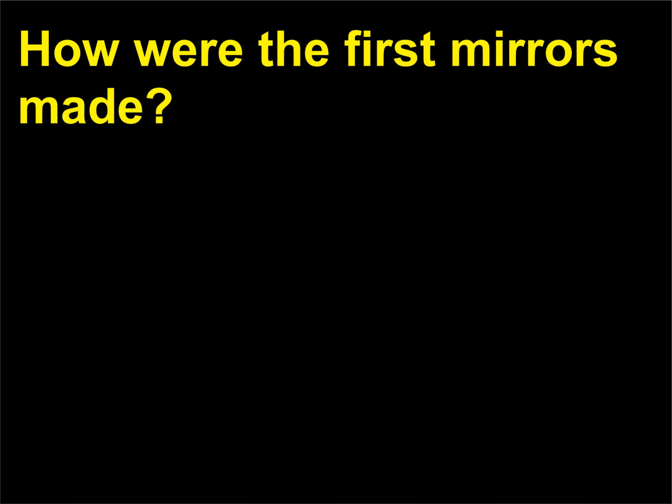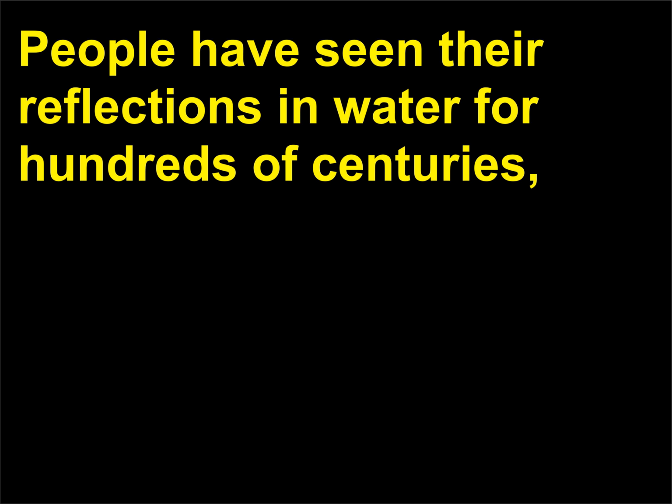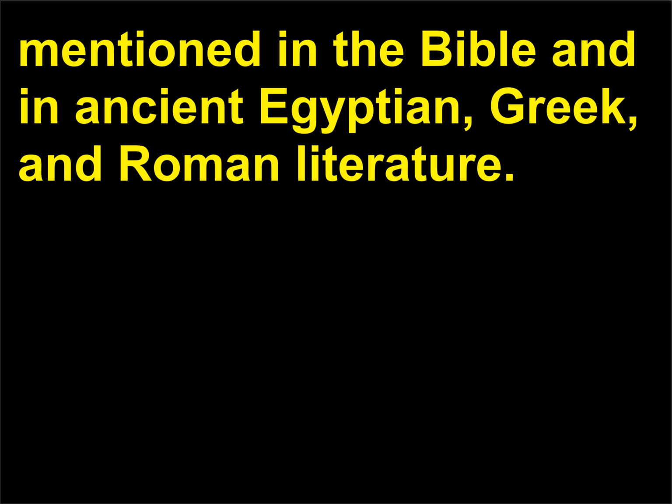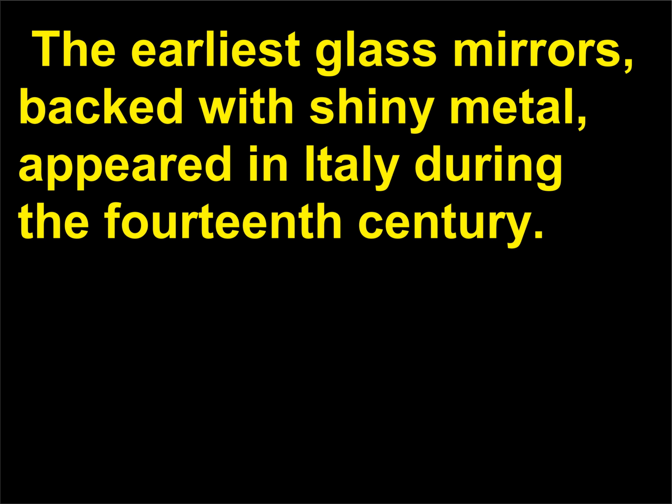How were the first mirrors made? People have seen their reflections in water for hundreds of centuries. But some of the earliest signs of human-made brass and bronze mirrors have been mentioned in the Bible and in ancient Egyptian, Greek, and Roman literature. The earliest glass mirrors, backed with shiny metal, appeared in Italy during the 14th century.